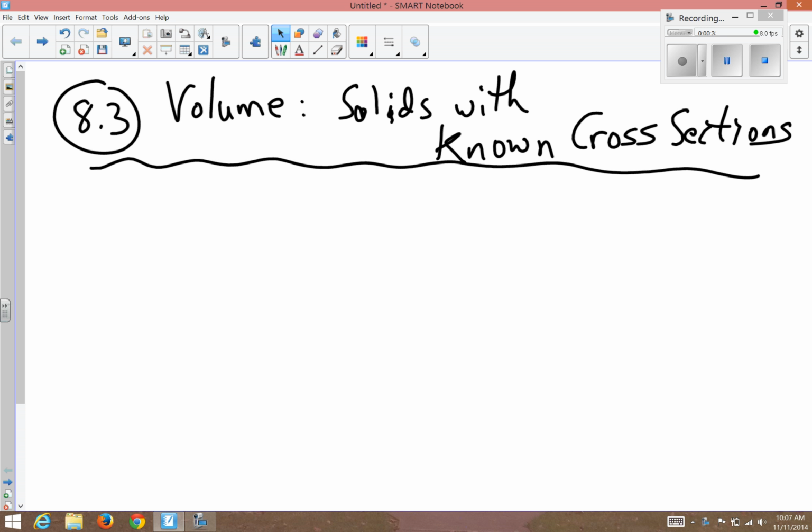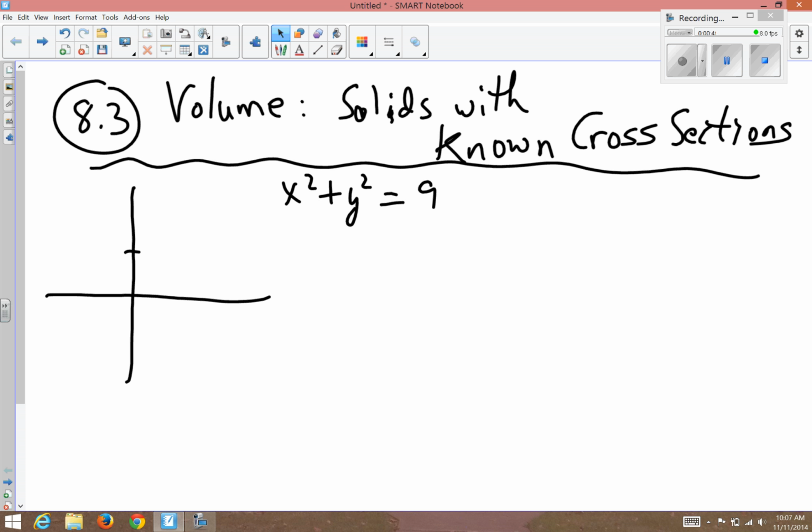Here's an example. A solid has its base in the circle x squared plus y squared equals 9. The circle x squared plus y squared equals 9 has center 0, 0, radius 3.